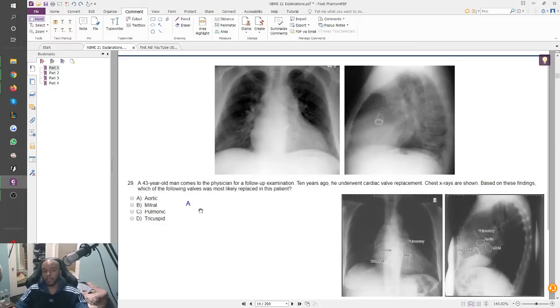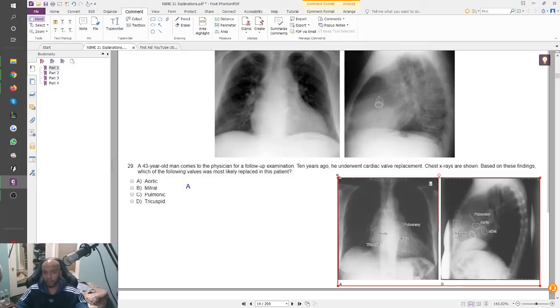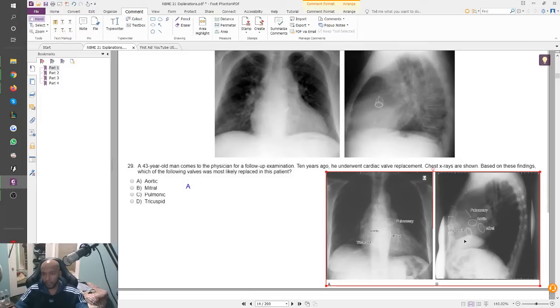And NBME does that. Step 1 does that too. You can see questions on your Step 1 that you've probably never seen before. And so be ready for that. I found this image online somewhere where they kind of labeled out the other valves and how they would look like. Okay. So very nice to be able to see where you would see them.